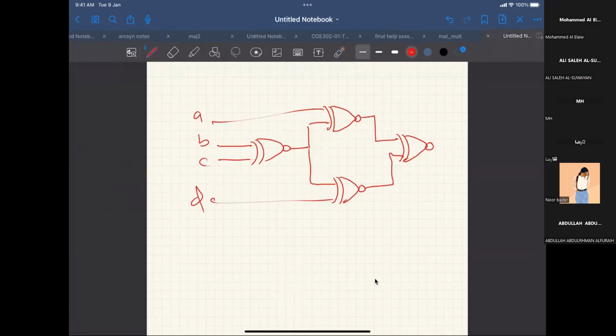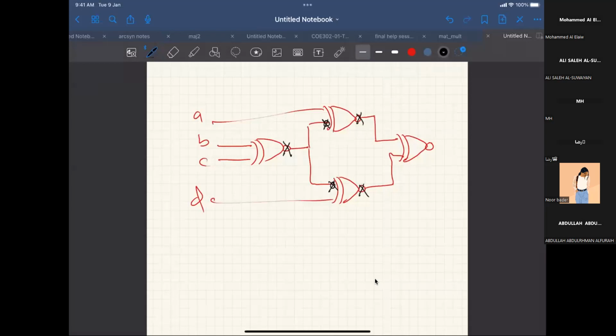We will get rid of this bubble, let me use a different color, and then we'll have a bubble here and a bubble here, right? These two bubbles will cancel each other, and this one will cancel as well. So we will get rid of this and this, also this and this. So we wind up with 3 XOR gates so far.